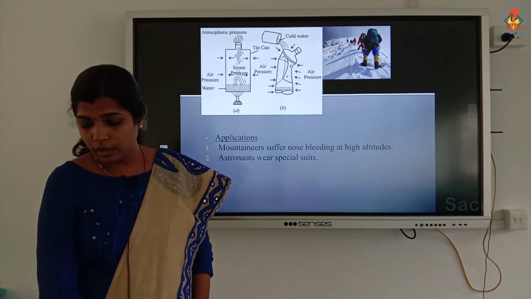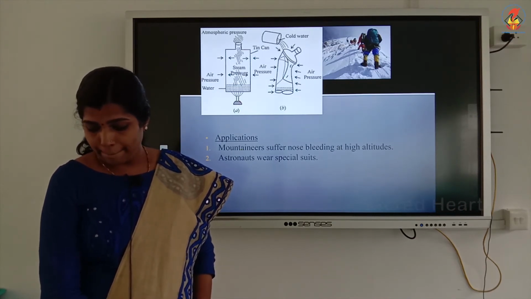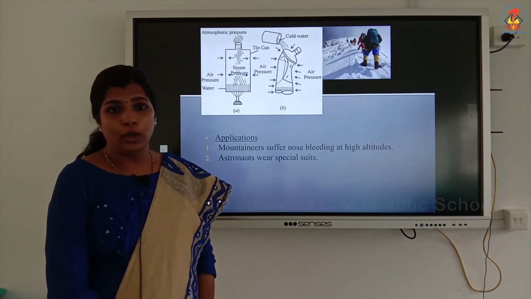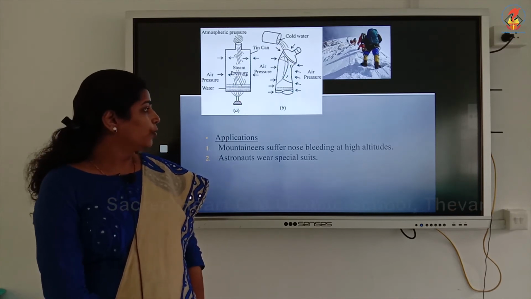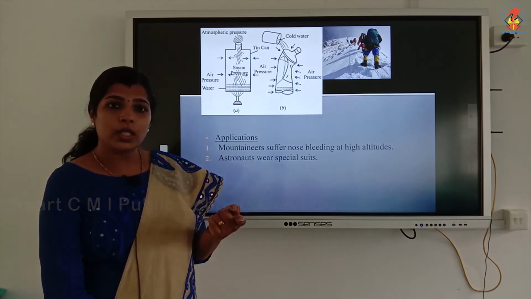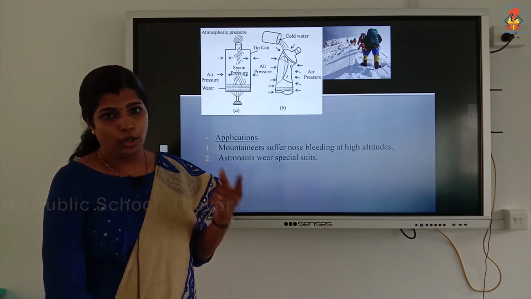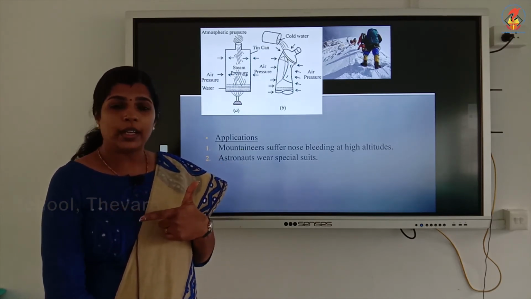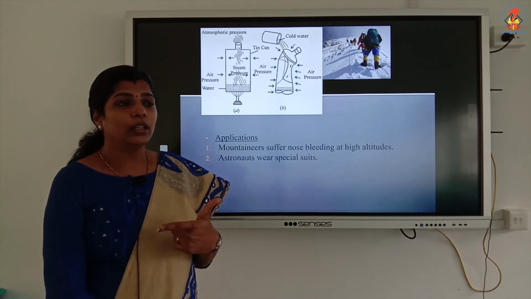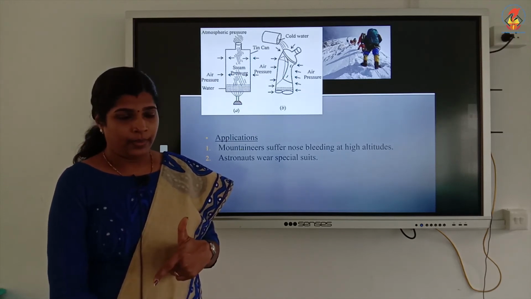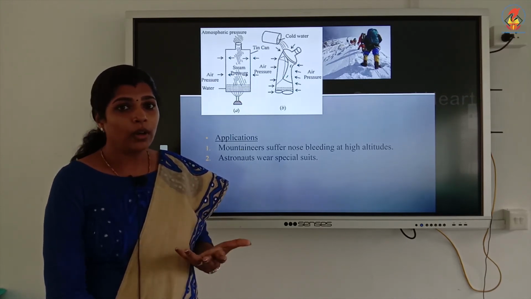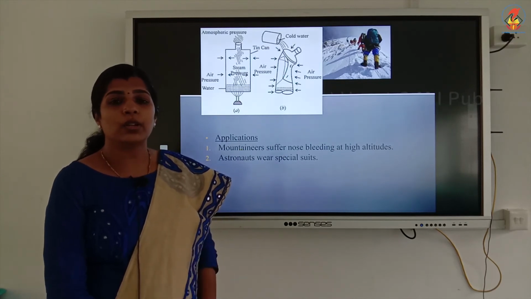Nose bleeding at low pressure means outside pressure will be low. Mountaineers suffer nose bleeding at high altitudes, where atmospheric pressure decreases. So, outside our body pressure is low. Inside our body, the pressure is mainly due to the blood and other fluids in our body. So our body pressure is more and outside atmospheric pressure is less.